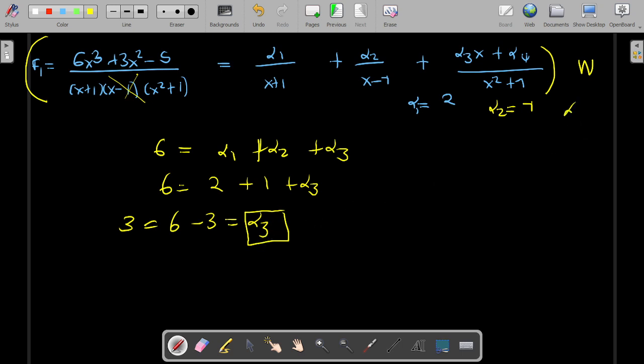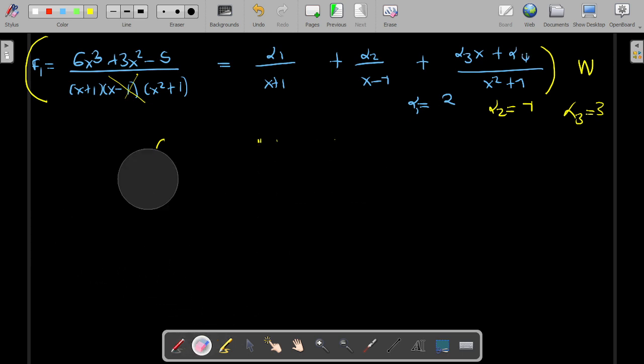Now what has to be done here is very, very simple to find alpha 4. Now we're going to look at our f1 one more time, and we're going to make one observation. Now we know that this quantity is never 0 in R, because it has no roots in R. It is irreducible in R, right?